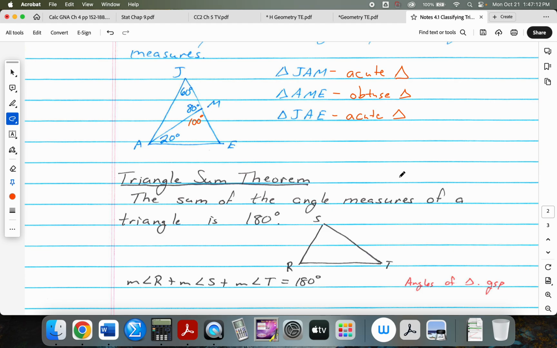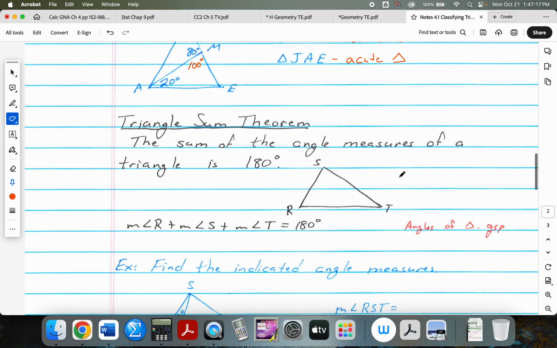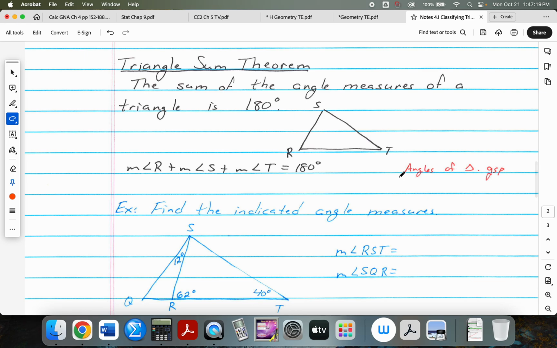The next piece of information that we have is also something that you've known for a very long time, the triangle sum theorem, which says that the sum of the angles of a triangle is 180 degrees, always. So if you measure all the angles, it's 180 degrees. Now, at some point, somebody told you that, but most people have never thought about, well, why is that true?